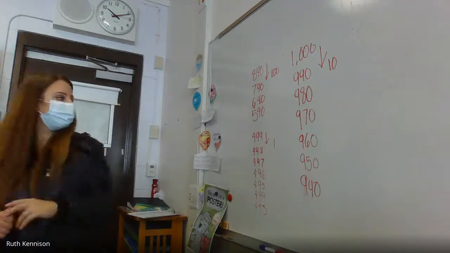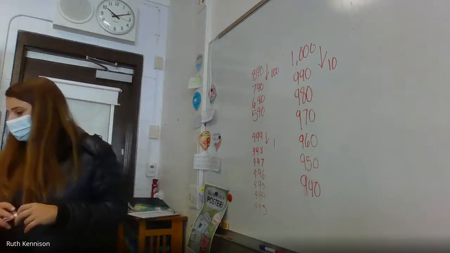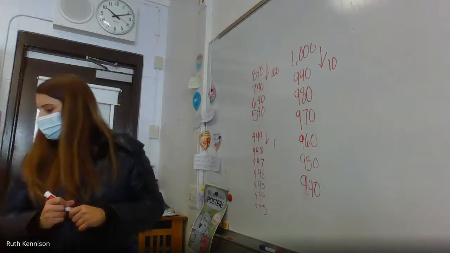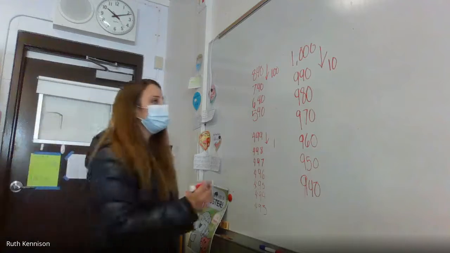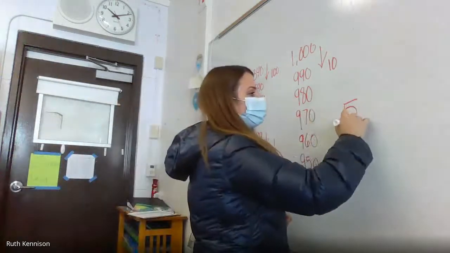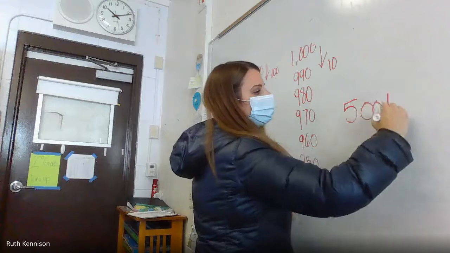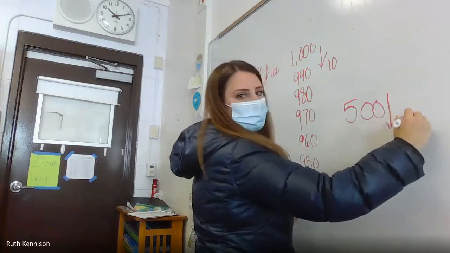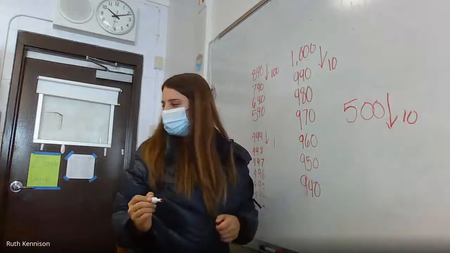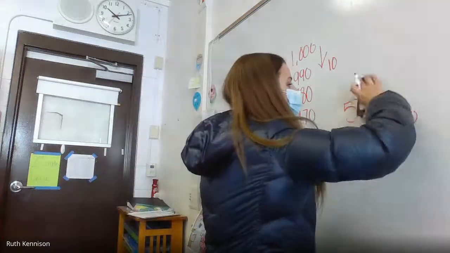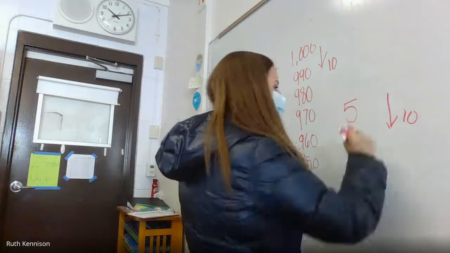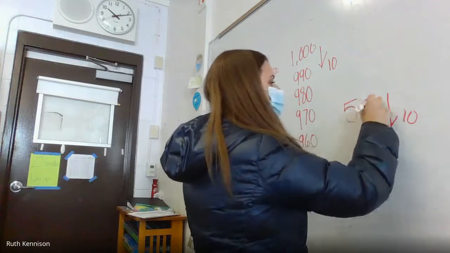Let's do tens again. Let's count down by tens. We're just going to practice. We're going to start at 500. We're going to go down, counting by tens. Oh, I'm sorry. I don't want to start at 500. I want to start at 530. My goal is to get to 500.